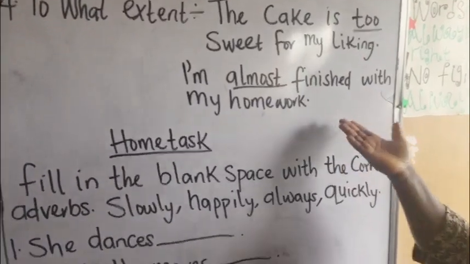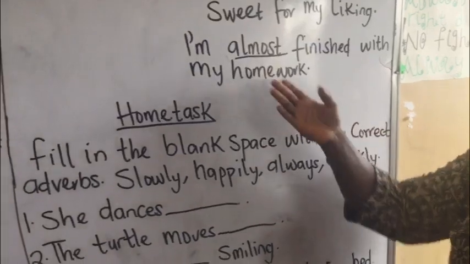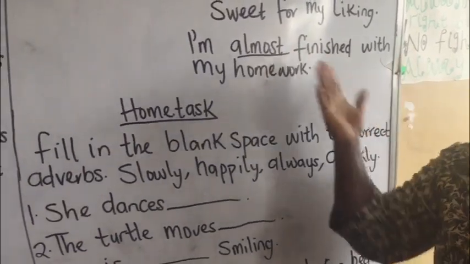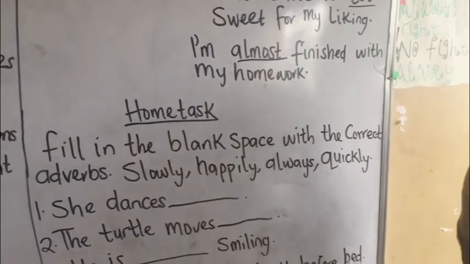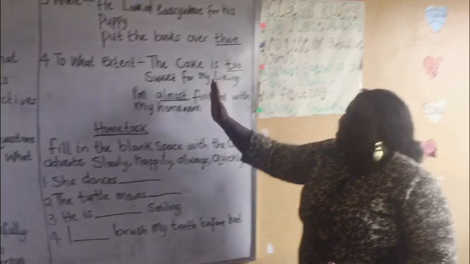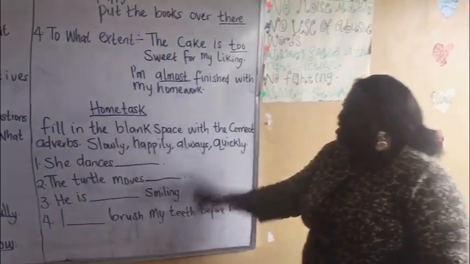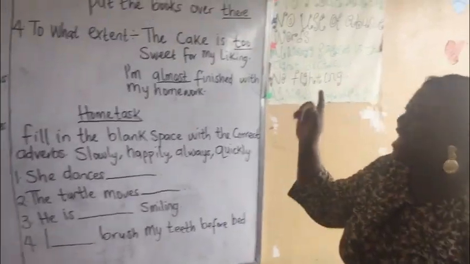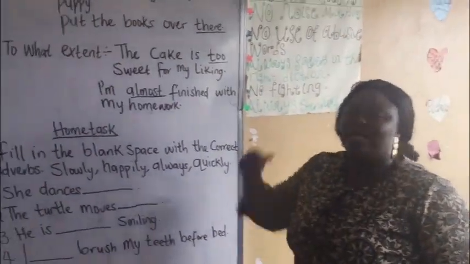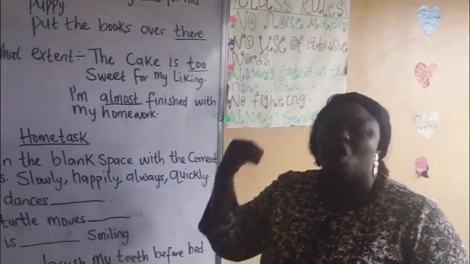Now the next example says: I'm almost finished with my homework. You can actually say, I'm finished with my homework, and you're good to go. But an adverb that modifies or talks more about a verb, adverb, and adjective is describing more, telling you more, to what extent that event occurred.